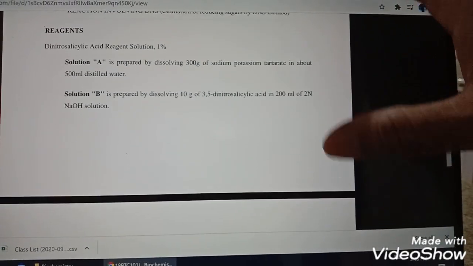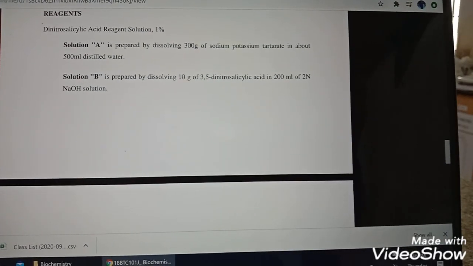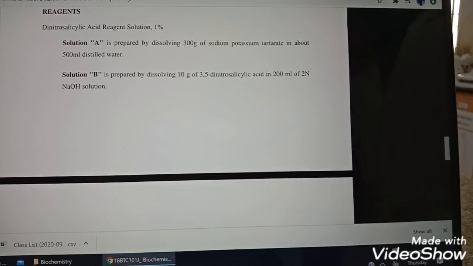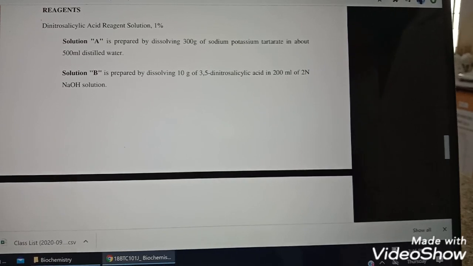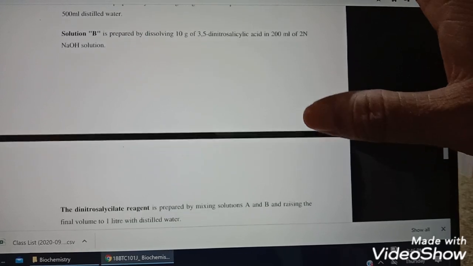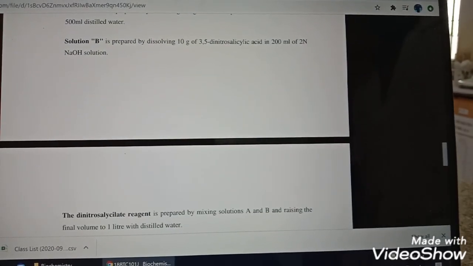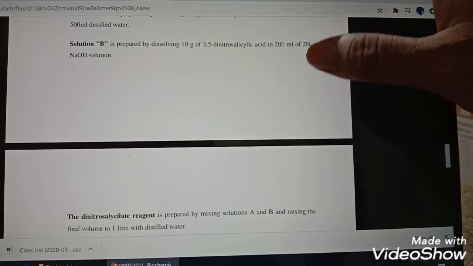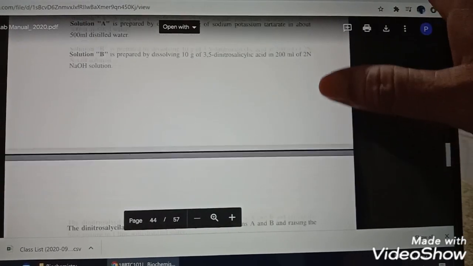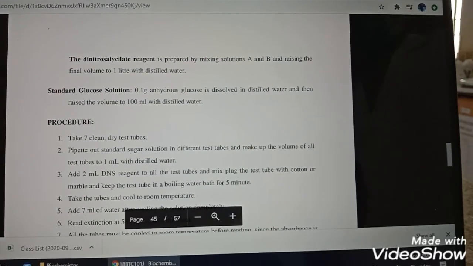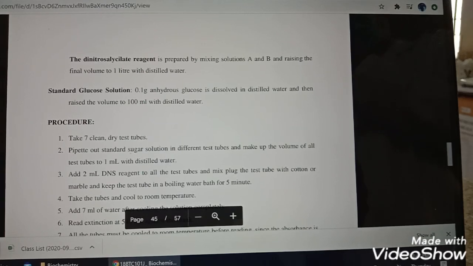What are the reagents required for this estimation of glucose from our blood? For solution A, we need to prepare 300 grams of sodium potassium tartrate in about 500 ml of distilled water. For solution B, 10 grams of 3,5-dinitrosalicylic acid is dissolved in 200 ml of 2 normal sodium hydroxide solution. After preparing solutions A and B, mix both solutions and make up to 1 liter.